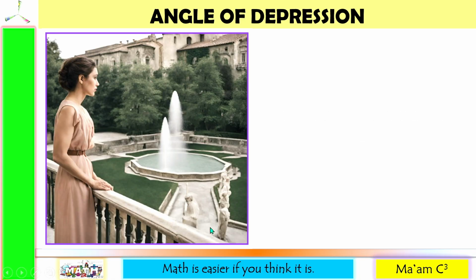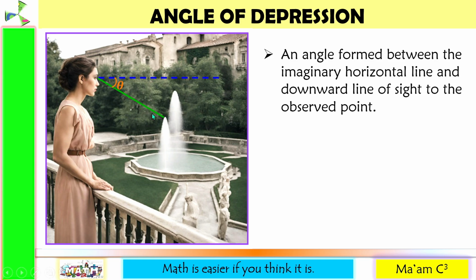Now, this one is the angle of depression. I have here a lady looking down here, so the line of sight is going down. I'll create the imaginary horizontal line, and thus it creates an angle here, which is the angle of depression. So angle of depression is the angle formed between the horizontal line and the downward line of sight to the observed point. An angle of depression is created whenever the line of sight is below the horizontal line.